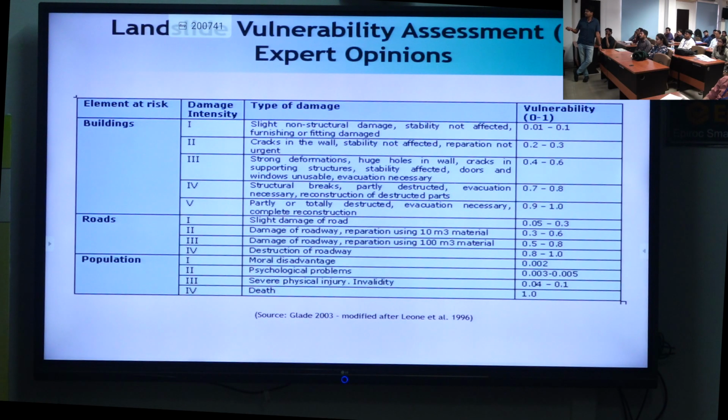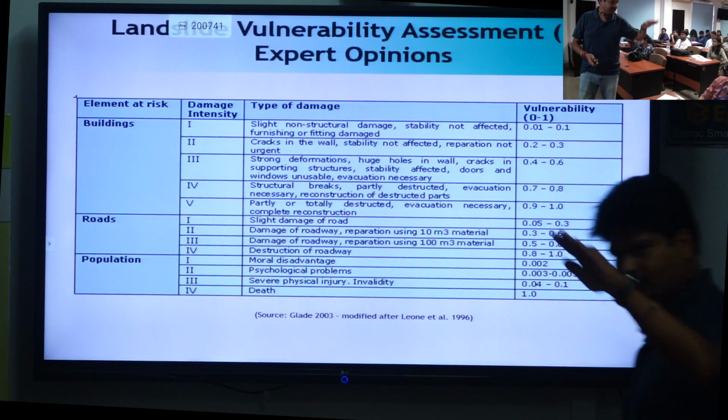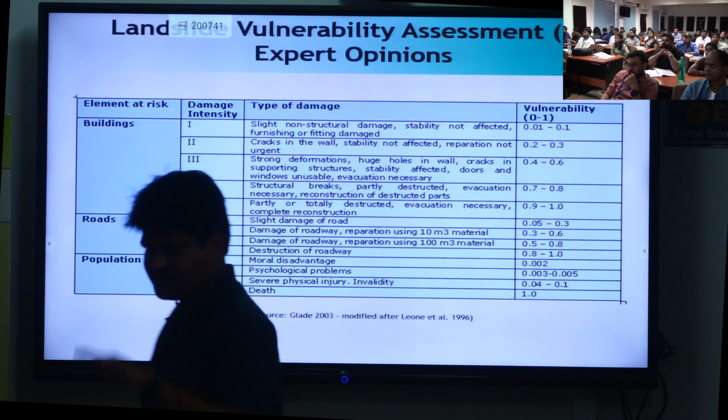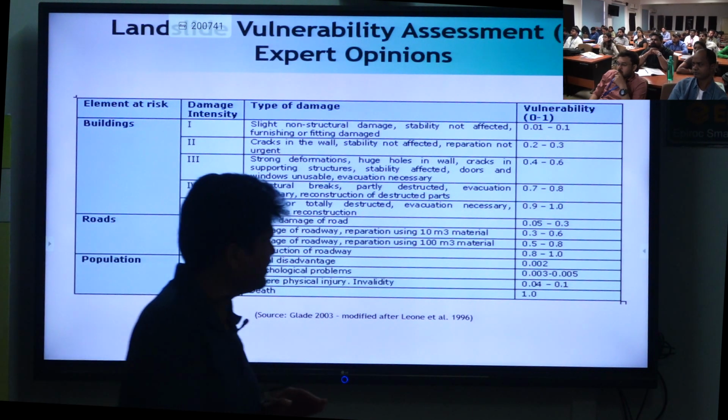For example, buildings. Damage intensity, they categorize into 5 types. Okay? Category 1, vulnerability is very less. That means slight non-structural damage, stability not affected, furnishing or fitting damage. Not much actually affecting this type of building. But building category 5, partly or totally destructed, evacuation necessary, complete reconstruction. That is how they give the weightage for different damage intensity.